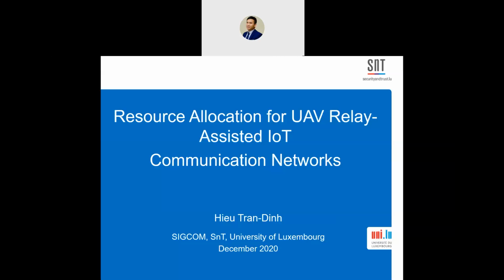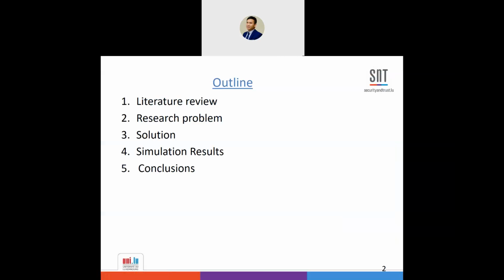Today I present my work on resource allocation for UAV relay assisted IoT communication networks. This is the structure of my presentation today. Firstly, I talk about the literature review, what I have done so far, which motivates my research problem. Then I propose a solution to solve my optimization problem, followed by simulation results and conclusion.